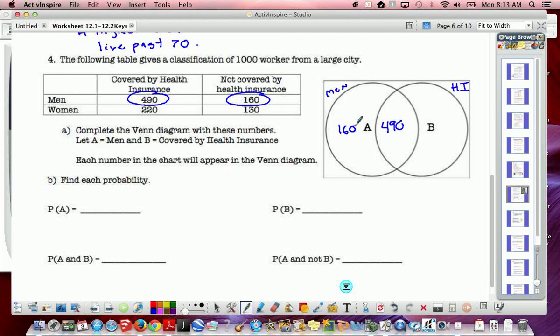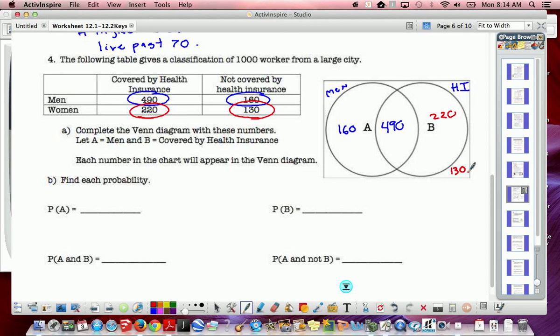So now the last two numbers, we're now talking women that have health insurance. So we're talking health insurance, but they're women, so they're outside the men's circle. And then our women that don't have health insurance, so these are not men, which are women, and not health insurance, 130. So it's the nots on both of them.